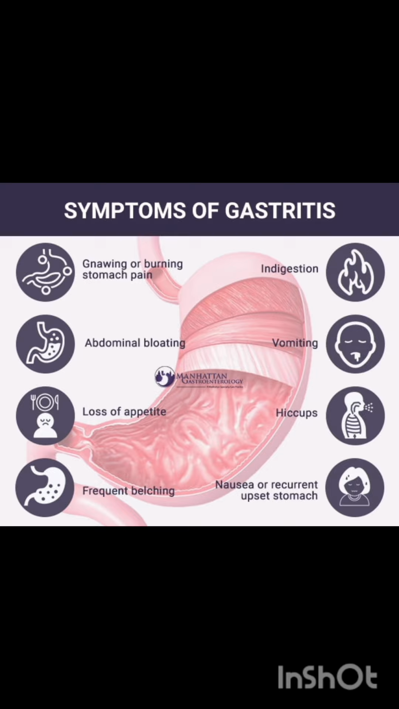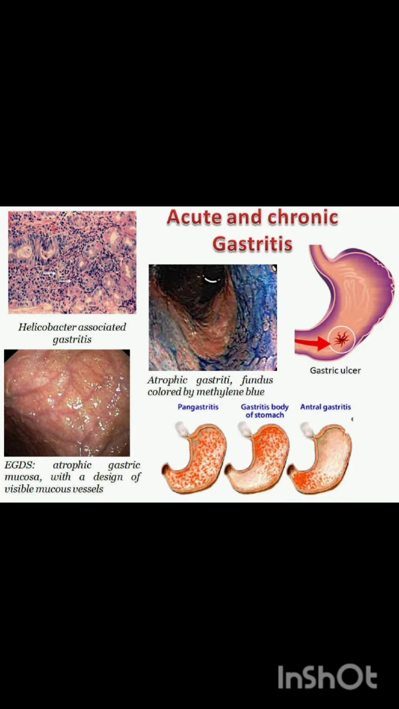Now we will talk about the symptoms of gastritis, what will happen during gastritis. There will be indigestion, there will be burning sensation, vomiting, hiccups, frequent belching, loss of appetite, abdominal bloating, and gnawing and burping, stomach pain, nausea and recurrent upset of the stomach.